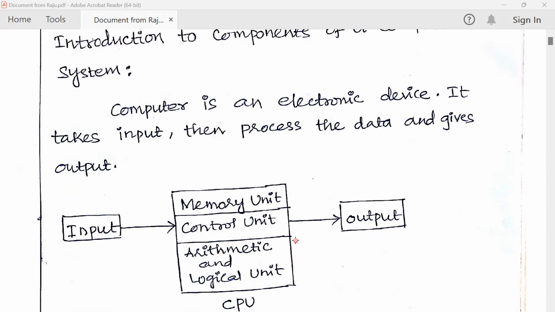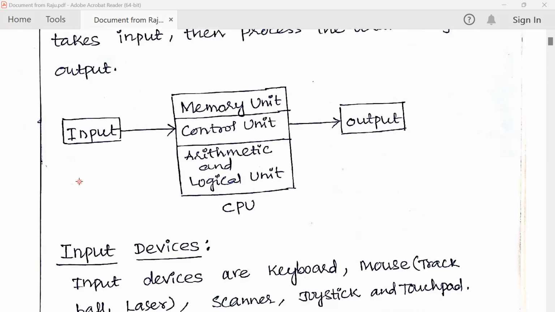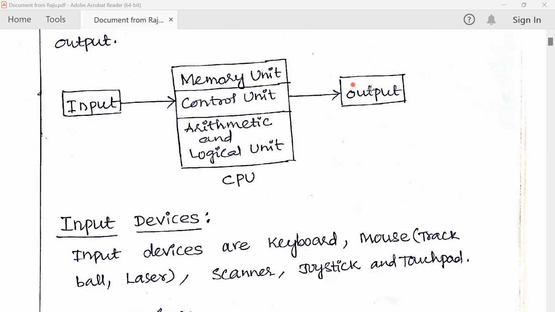So what is a computer? A computer is an electronic device. It takes input, processes the data, and gives the output. In the block diagram of the computer, we have input and output, memory unit, control unit, and arithmetic logic unit. Now we'll see what is meant by input, what is meant by CPU, and what is meant by output.